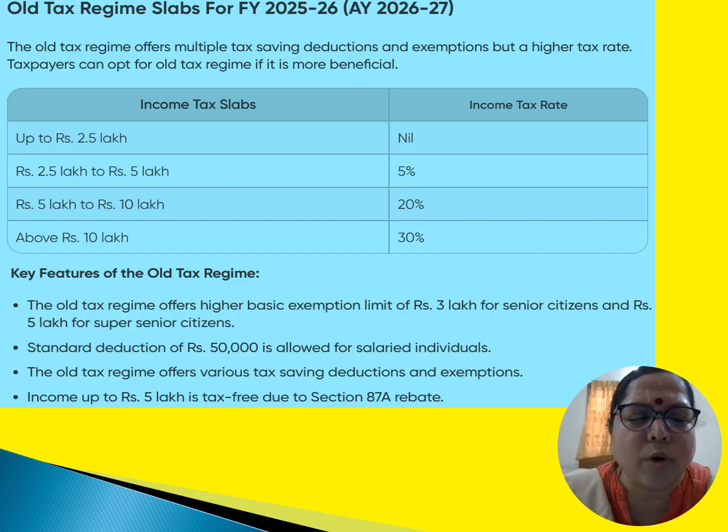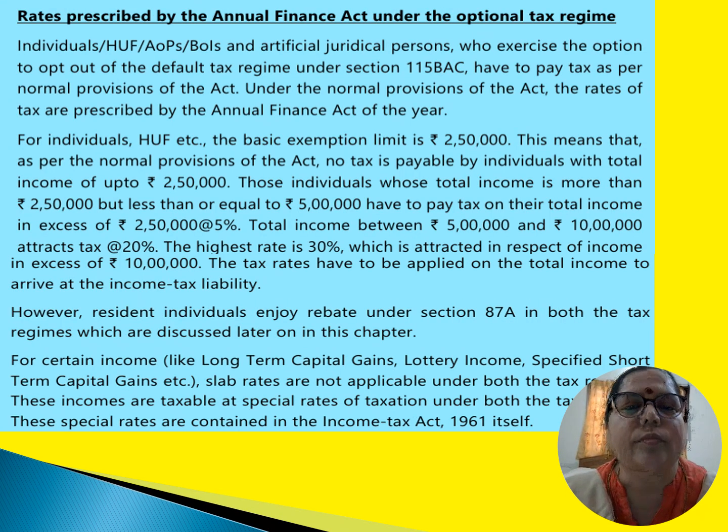The old tax regime offers higher basic exemption of rupees 3 lakhs for senior citizens and rupees 5 lakhs for super senior citizens. Then the standard deduction is 50,000 for salaried individuals. Old tax regime offers various tax savings, deductions and exemptions. Income up to rupees 5 lakhs is tax free due to Section 87A rebate. So these are the rates prescribed by the Annual Finance Act under the optional tax regime.